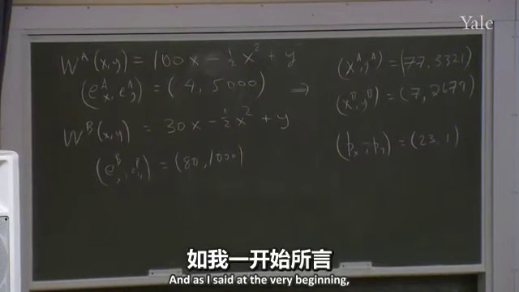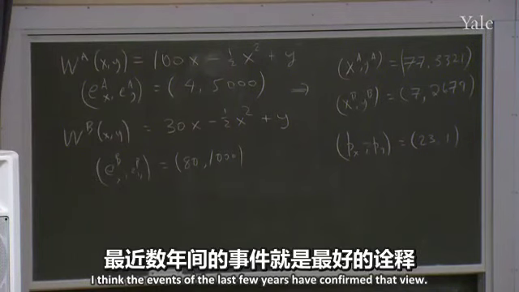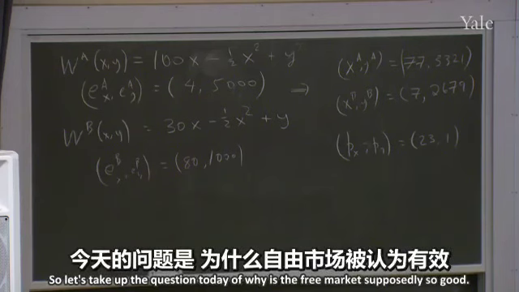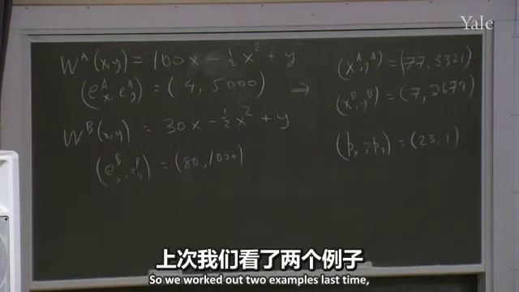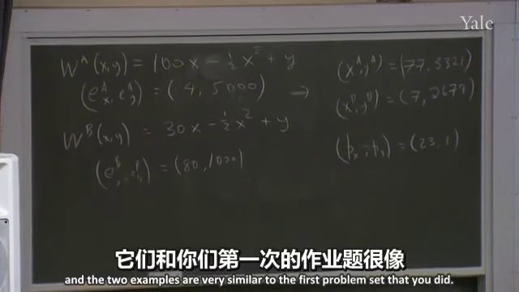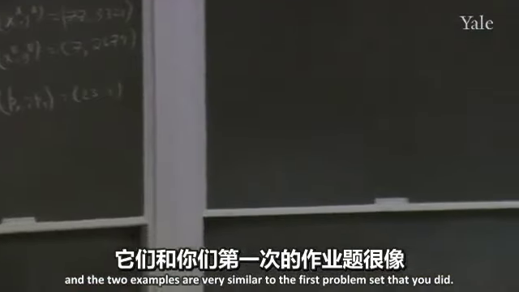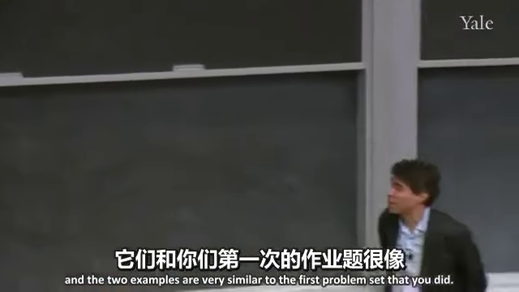And as I said at the very beginning, I think the events of the last few years have confirmed that view. So let's take up the question today of why is the free market supposedly so good. So we worked out two examples last time. The first example was, and the two examples are very similar to the first problem set that you did.